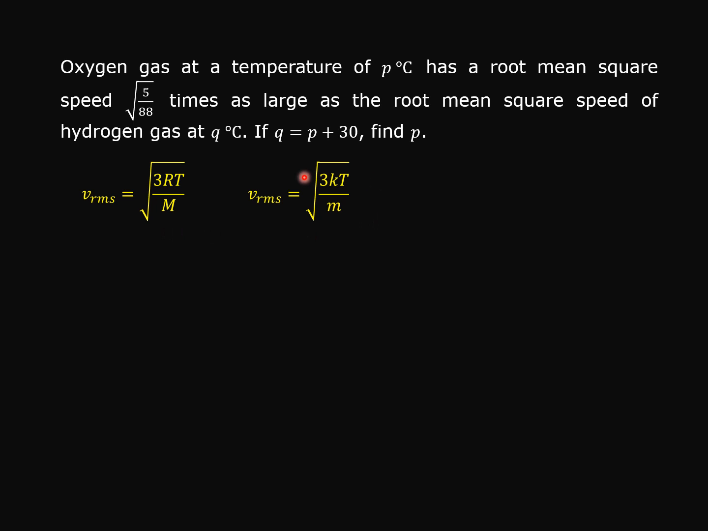We have two forms of the formula to find the VRMS. One is in terms of the molar mass of the gas, capital M, and another one is in terms of the small m, which is the mass of the molecule of the gas. In this formula, the R refers to the gas constant, and in this formula, the k refers to the Boltzmann constant, and the capital T is the temperature.